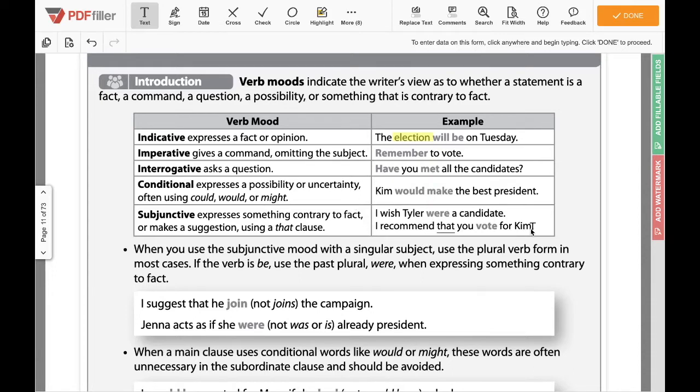The other one is making a suggestion using a that clause. I recommend that you vote for Kim. The that clause is the word that, and they're just making a suggestion to you that you vote for Kim.